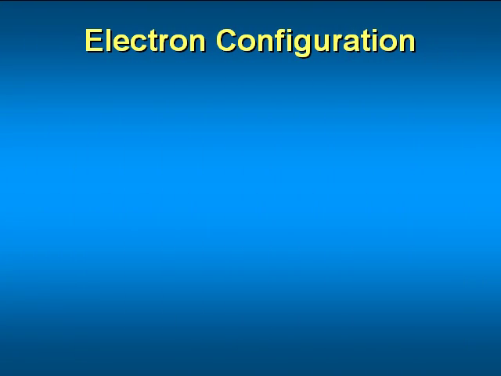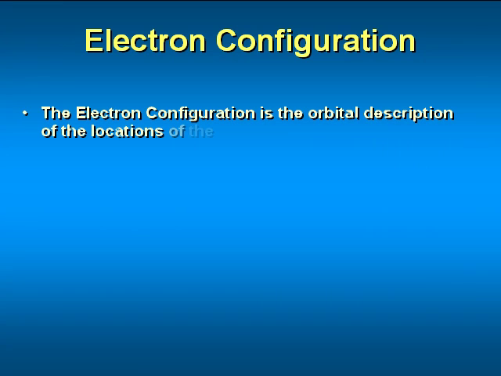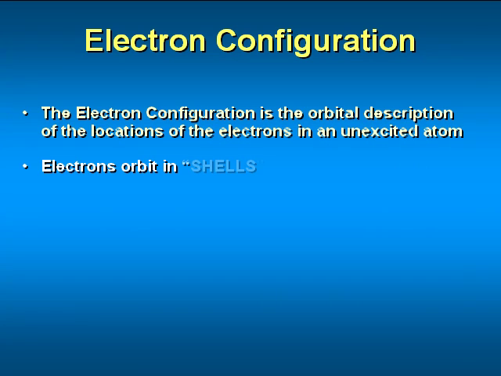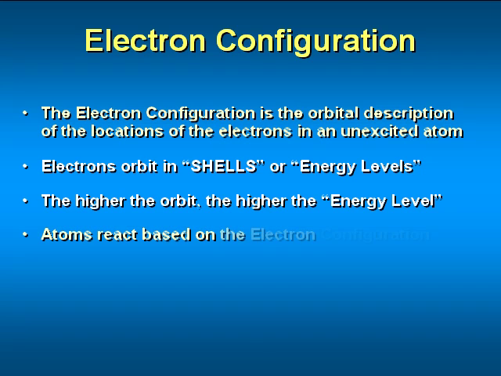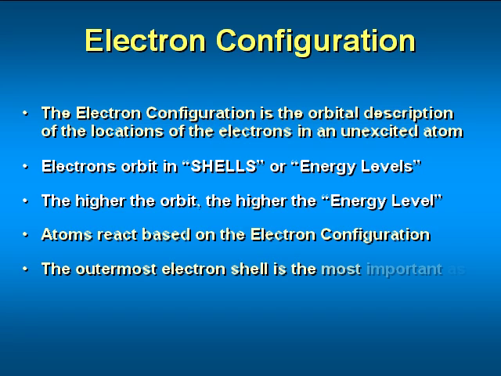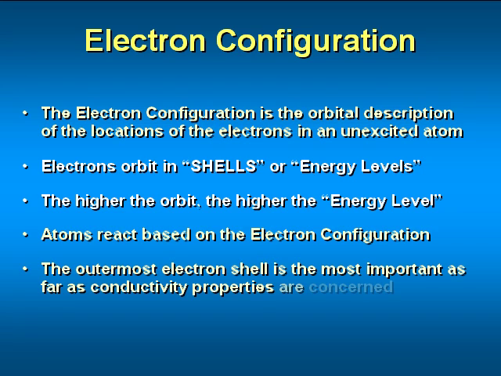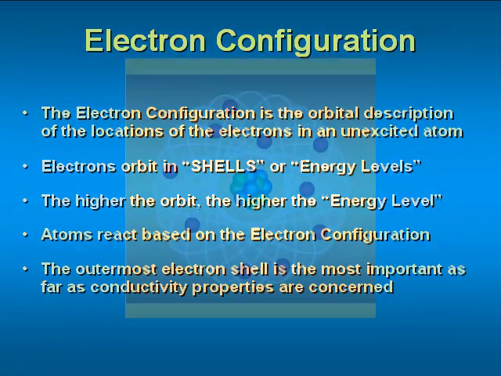The electron configuration is the orbital description of the locations of the electrons in an unexcited atom. Electrons orbit in shells or energy levels. The higher the orbit, the higher the energy level. Atoms react with each other based on their electron configurations. The outermost electron shell is the most important as far as conductivity properties are concerned. The configuration of electrons in the outermost shell determines if the atom is a conductor, insulator, or a semiconductor.